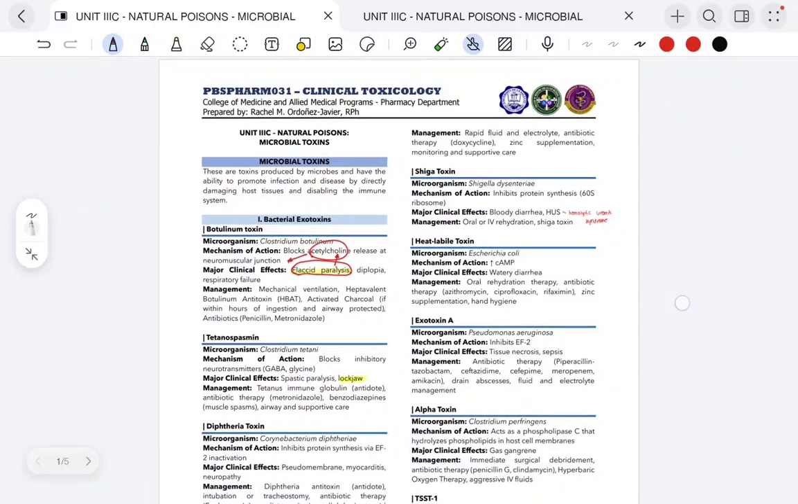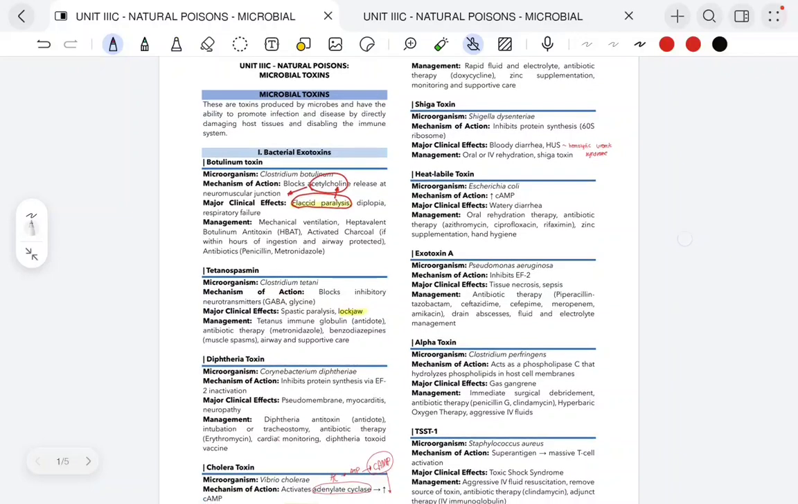So for the management, of course, since we have diarrhea, we should provide rapid fluid and electrolyte replacement. And then we can also provide antibiotic therapy. To be specific, we have your doxycycline, we have zinc supplementation, and of course, monitoring and supportive care. So we need to monitor, of course, the electrolytes of our patient, whether the major electrolytes in the body are still depleted or not. Okay, the next one is we have your Shiga toxin.